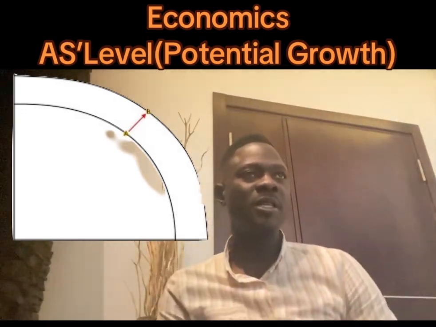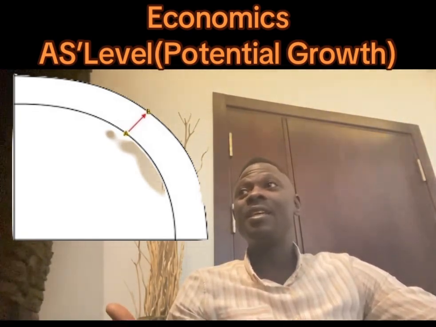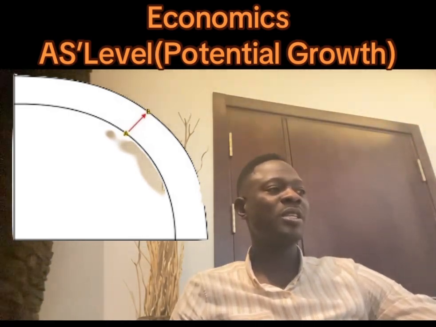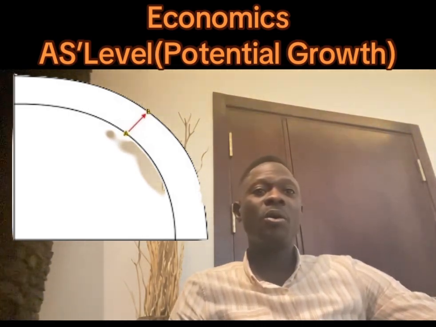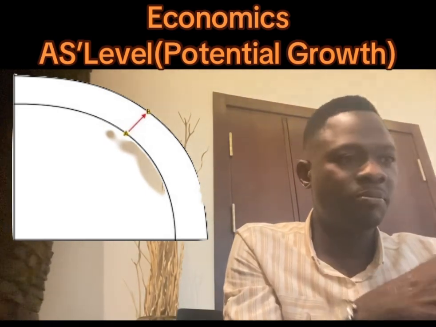So an increase in investment might allow an economy to move from A to B. And at the same time, an increase in capital goods might allow an economy to move outward, the gap from C to D. So it's simply about the state of that economy presently.